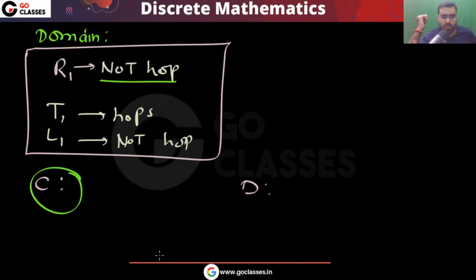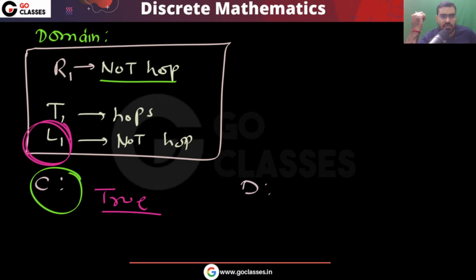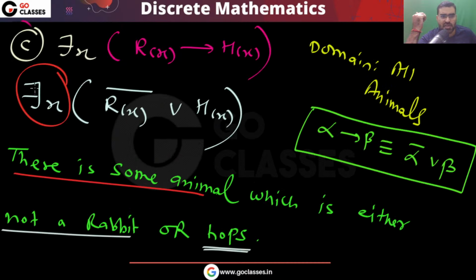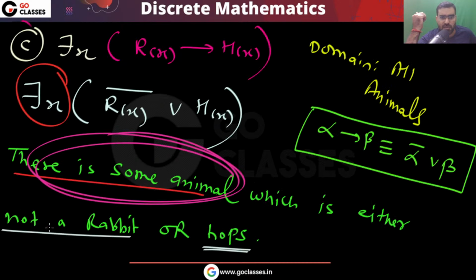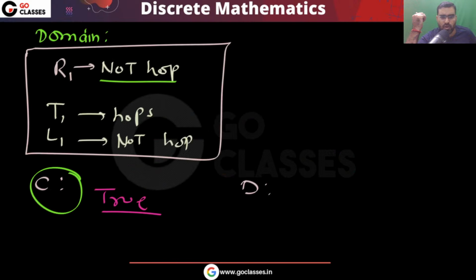So C will be true, because there is some animal which is not a rabbit or it hops. C is true because of the lion. C is true because of the tiger, because the tiger hops. So you can notice this C will be true. There is some animal which is either not a rabbit or it hops. So this C will be true. What about D?